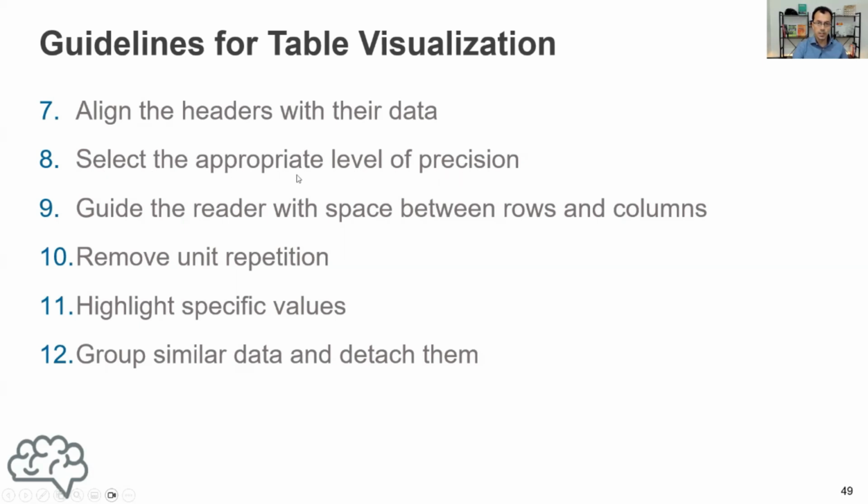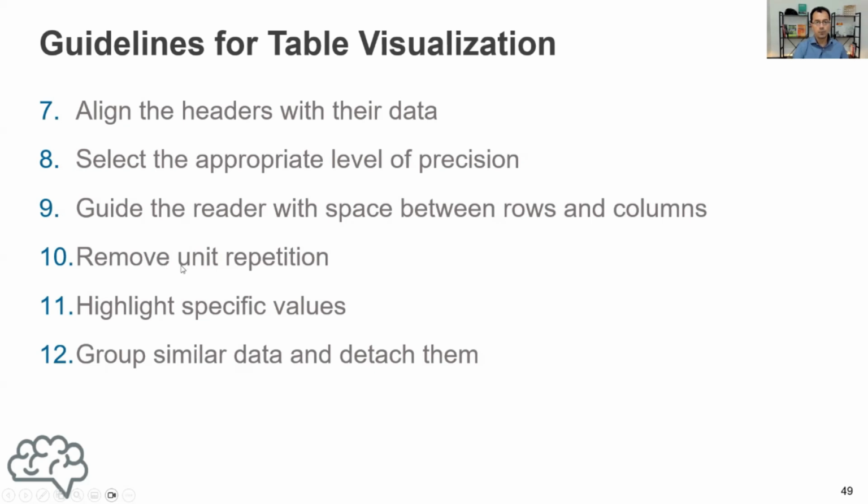It's also important to select the appropriate level of precision. If I want 1 decimal place, 2 decimal places, or whatever, I should select it appropriately based on my analysis and use the same standard level of precision for all values in my table. It's very important to keep enough space between rows and between columns such that you can guide the reader in relation to where one column or one row finishes and another starts.